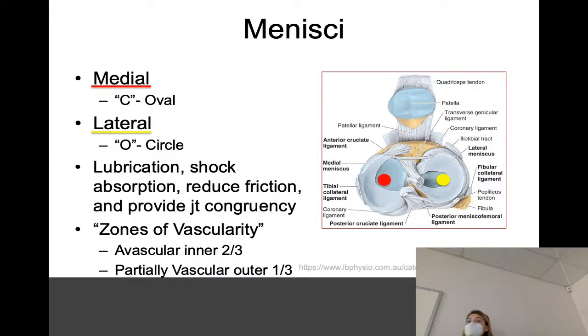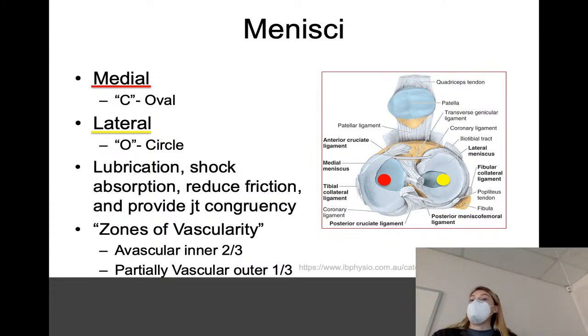So you need blood. Blood brings all the nutrients to the area, brings everything it needs to heal itself. So if you have a meniscus tear in the avascular inner two-thirds, that will not heal on its own. It will probably need to be surgically removed. Generally, if you have a tear on this inner aspect, they just go in with little clompers. They look like little crocodile teeth, and they literally just chop it away and make it all smooth again. They just make your meniscus smaller.